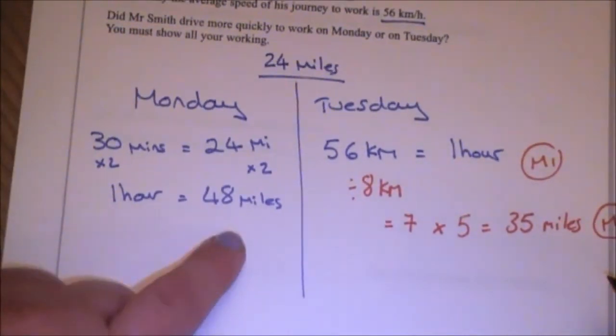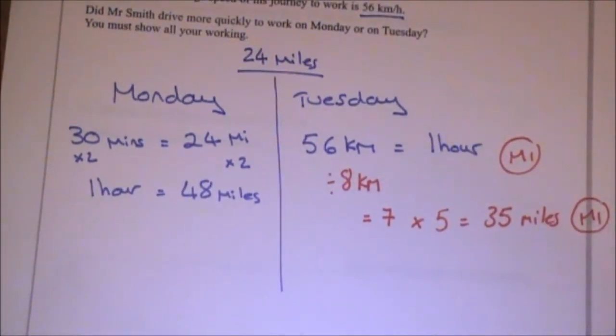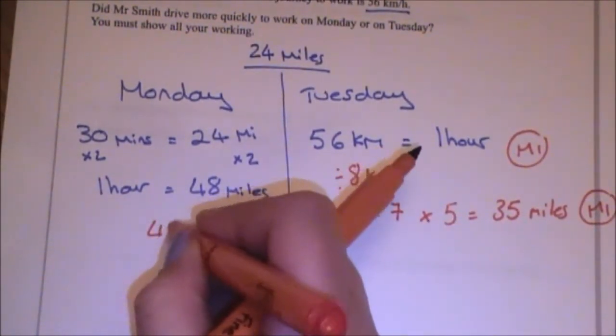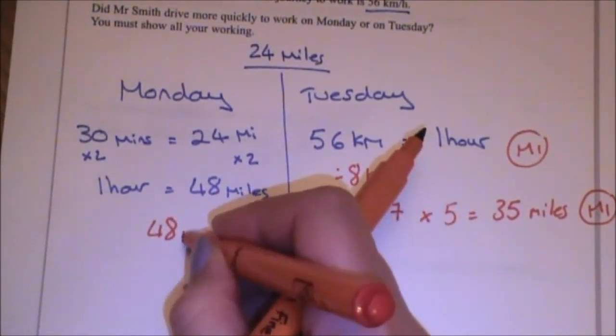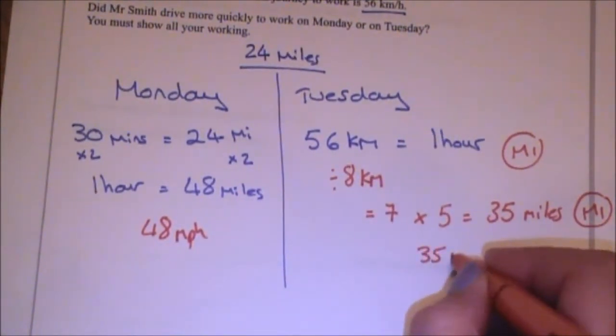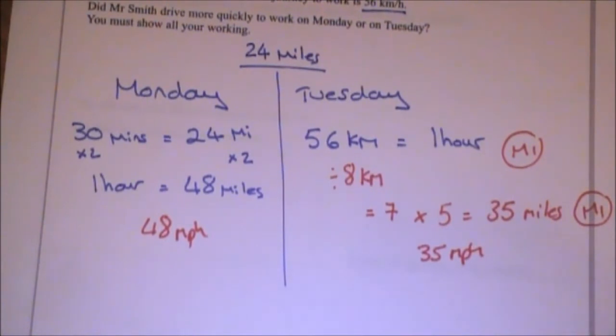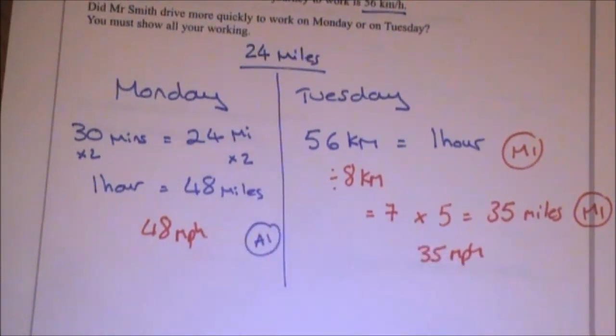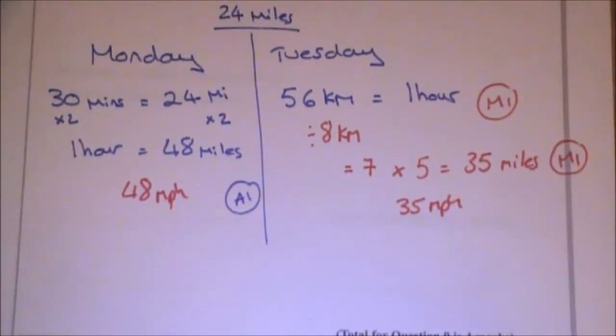So now I've got my 48 miles and my 35 miles. I've got the two numbers and their speeds. I'm going to write them as a speed. 48 miles per hour and 35 miles per hour. By stating both of the speeds, I get an answer mark for my numeric answer.